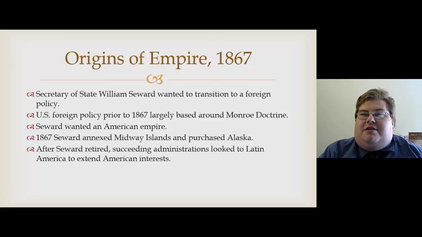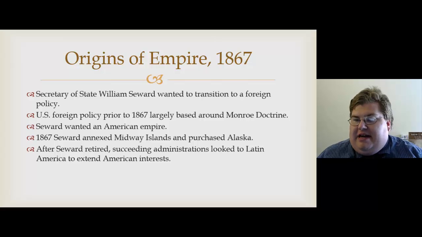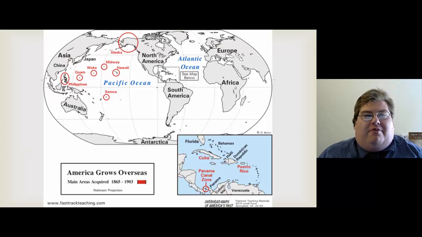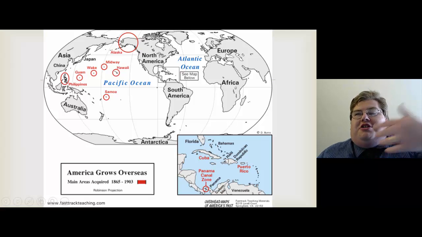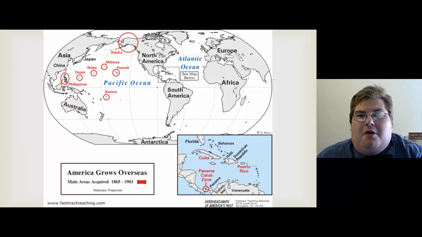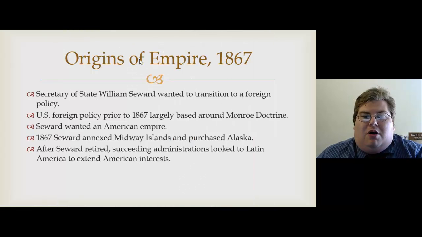But Seward wants an American empire. He believed in the idea of manifest destiny, which, if you remember, is the idea that the United States should occupy the East Coast to the West Coast. But now he says we should take that further. We're the land of liberty, freedom, all of this stuff. We should take this out beyond the continental United States.